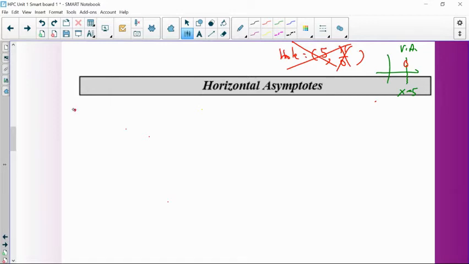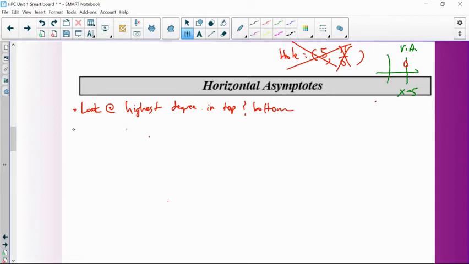So we want to look at the highest degree. And when I'm talking about degree, I'm talking about the exponent of the highest power, right? So look at the highest degree in the top and bottom, or in the numerator and denominator, and you need to compare those numbers. The idea is to see who wins, who has the bigger number, okay?